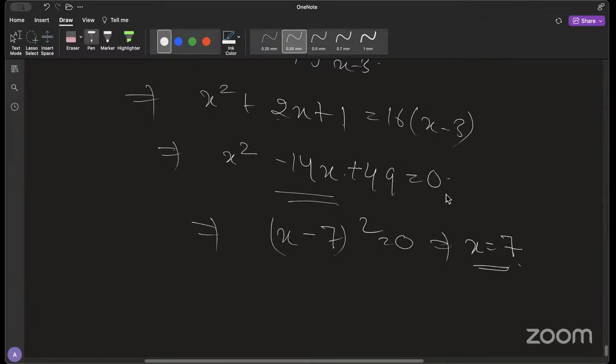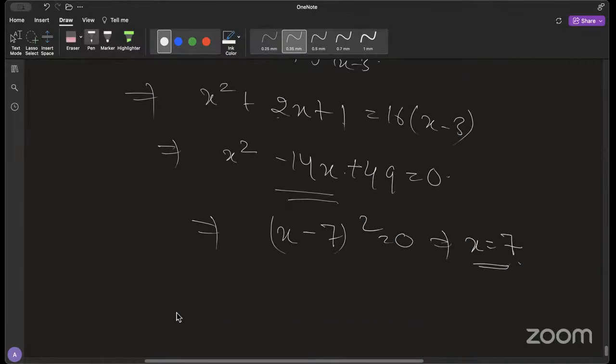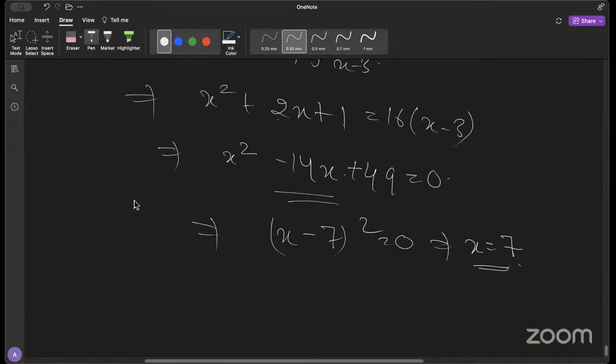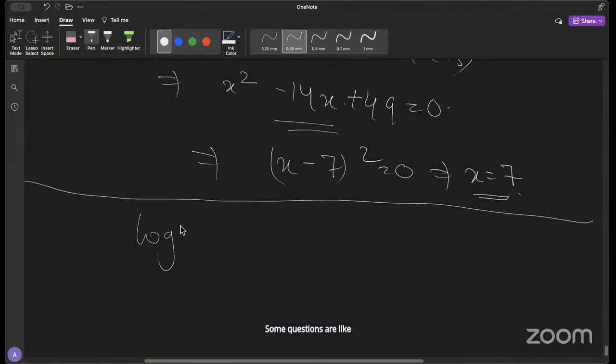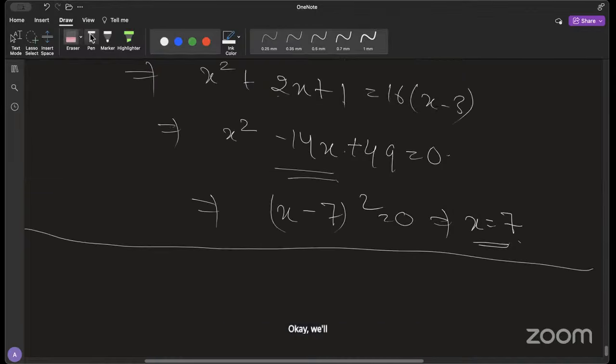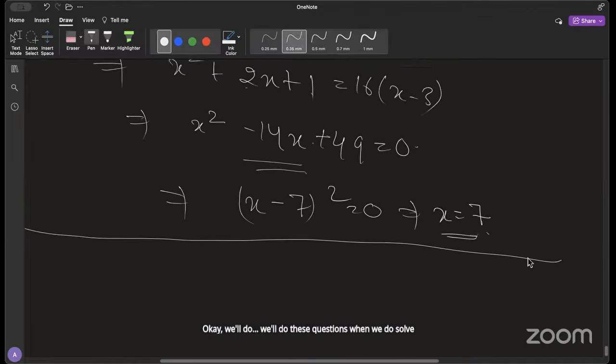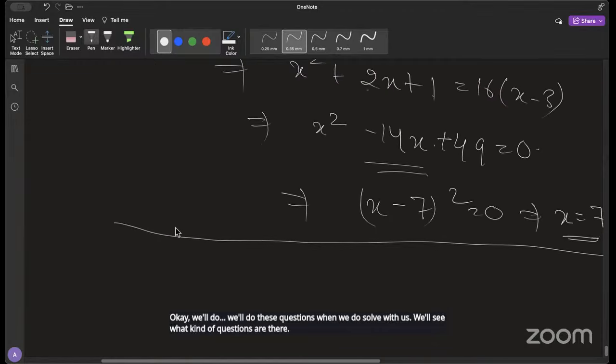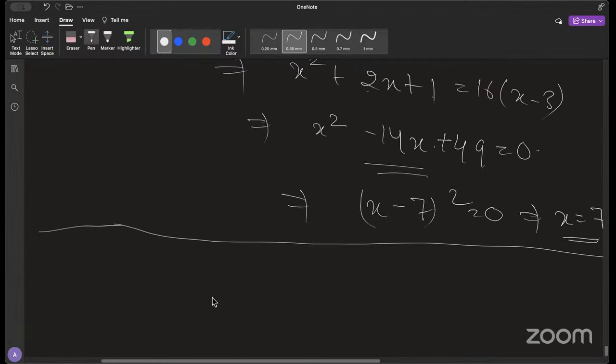Is this fine? So that's how you solve the questions based on log. And if you've been given log a lot of times, some questions are like this as well, where you will have log. We'll do these questions when we do the solve-with-us session and see what kind of questions are there. Let's do other things for now.